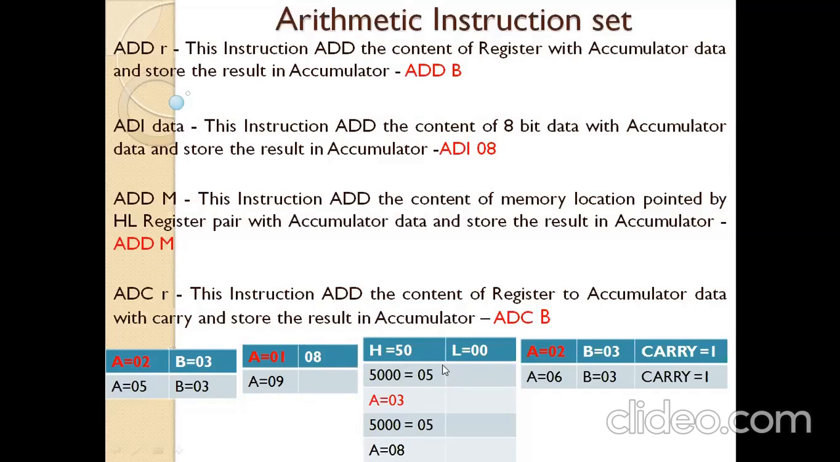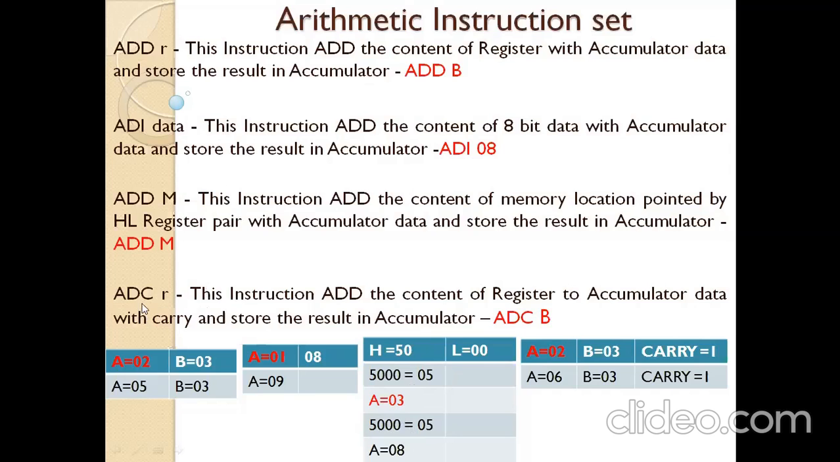In this address, what value is available? 05. So A is equal to 03 plus 05 will be added and the result will be stored in the A register. So the A value is 03, the 5000 memory location value is 05. Both will be added and the result stored in the A register is 08. The 5000 memory location data has no change. These are the three simple instructions for addition operation.